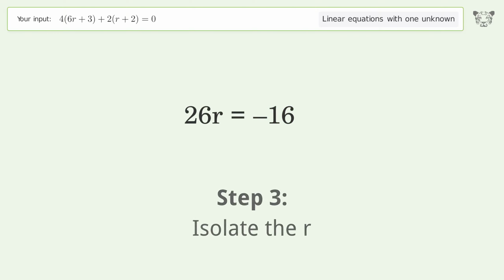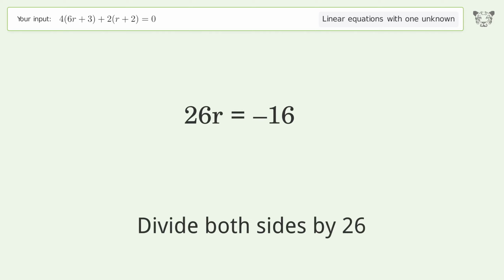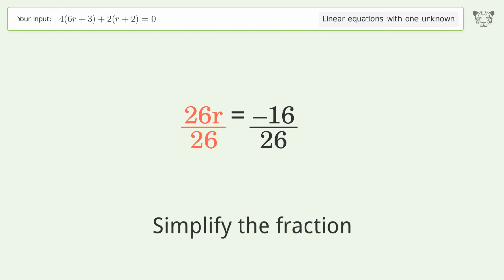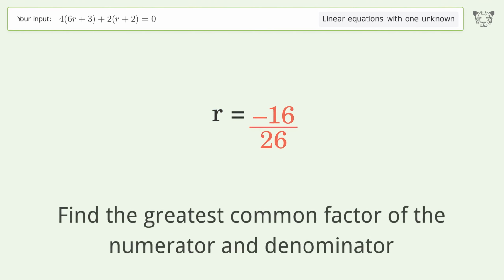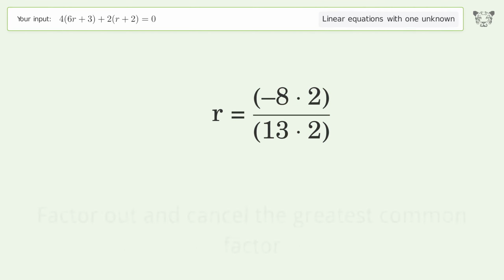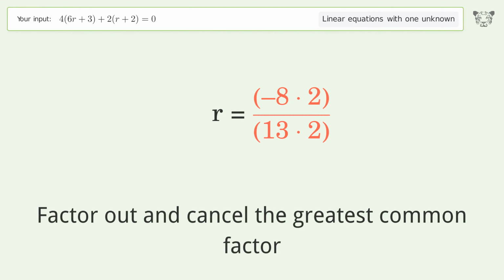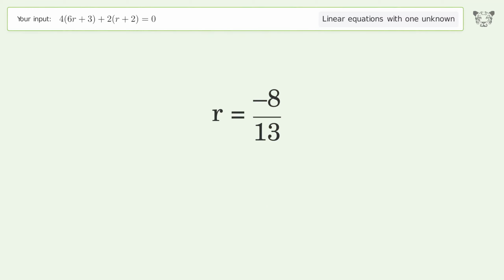Isolate the r. Divide both sides by 26. Simplify the fraction. Find the greatest common factor of the numerator and denominator. Factor out and cancel the greatest common factor. And so the final result is r equals -8/13.